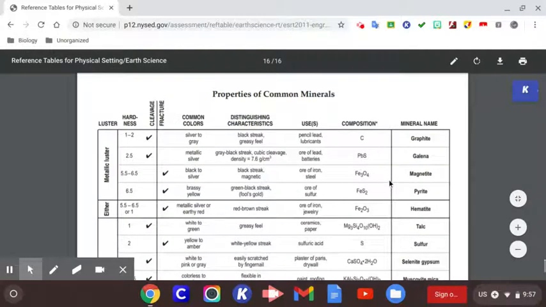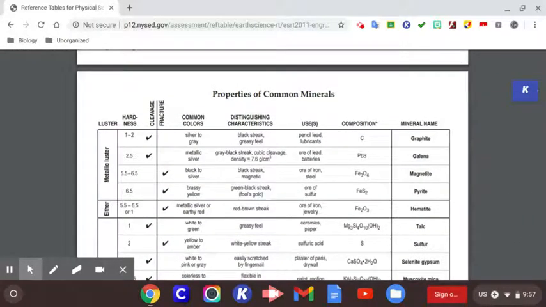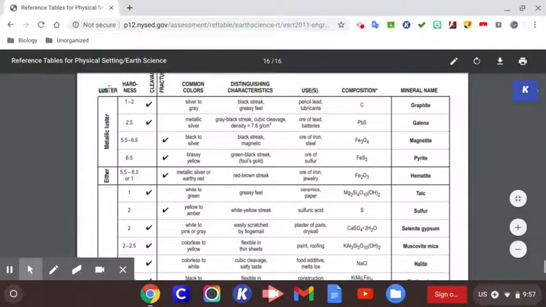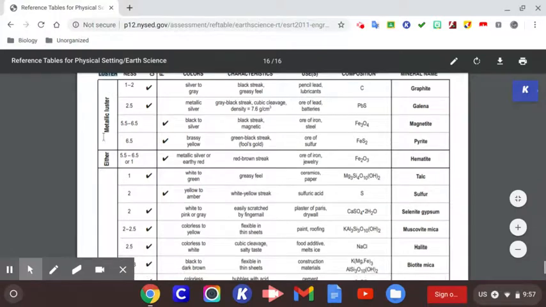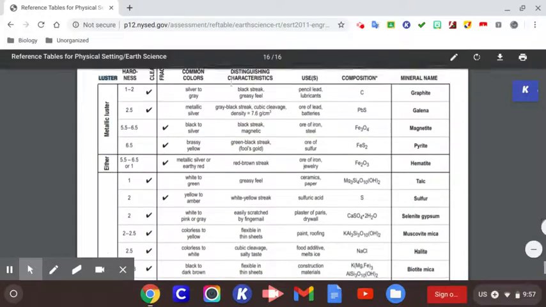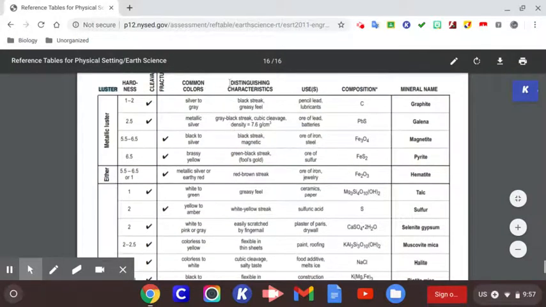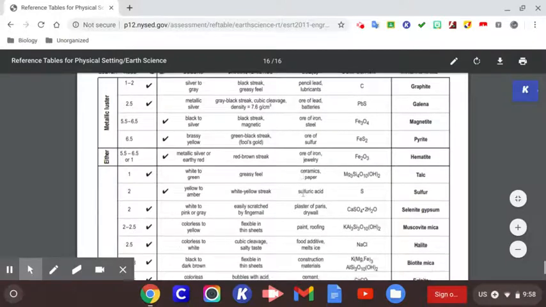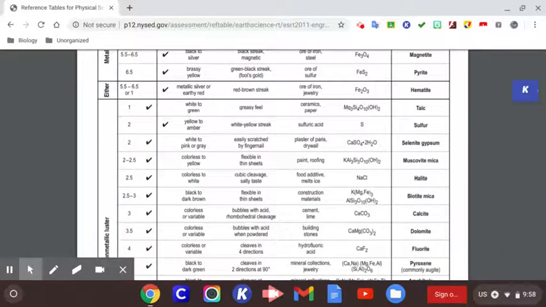So your first question to consider is which mineral is non-metallic and easily scratched by your fingernails? So you want to look at the luster column to look at metallic versus non-metallic. And then you want to look in the distinguishing characteristics column for a mineral that is easily scratched by a fingernail. Is it A, calcite, B, halite, C, selenite gypsum, or D, fluorite?